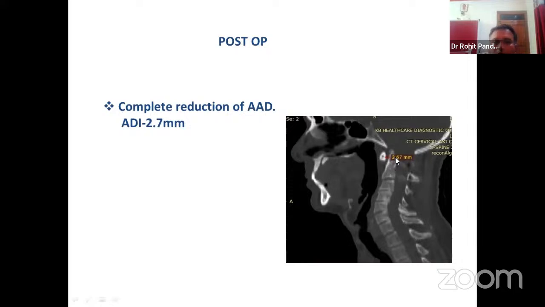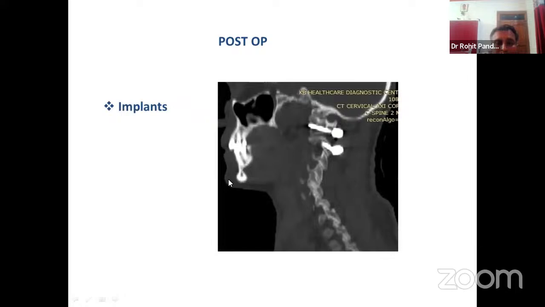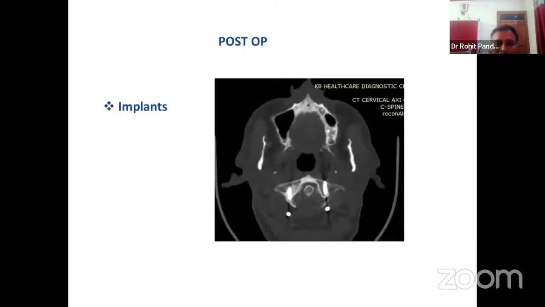So this was the post-op image. Here we can see the atlantodental interval had reduced from 9.8 and 9.4 mm to 2.6 mm. These are the screws which were used. I had used the C1 lateral mass screw with bicortical purchase, and I had used a short pass screw. These are the post-op images.